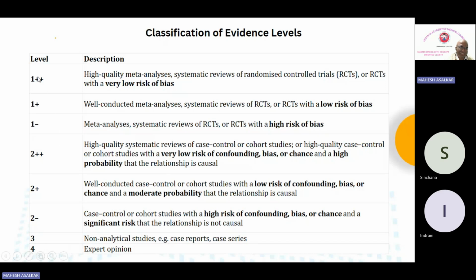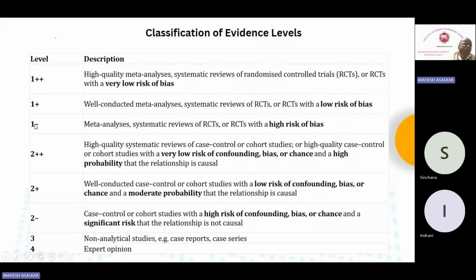Now here we have to remember 1++, 1+, 1 minus, 2++, 2+, and 2 minus. So these are the things we should remember. Now what does 1++ mean? It is a high quality meta-analysis or systematic review of RCTs, or RCTs with a very low risk of bias. Then 1+: well conducted meta-analysis and systematic review of RCTs. Again, we are talking about RCTs only, but low risk of bias. Here it is a very low risk of bias. Here it is a low risk of bias.